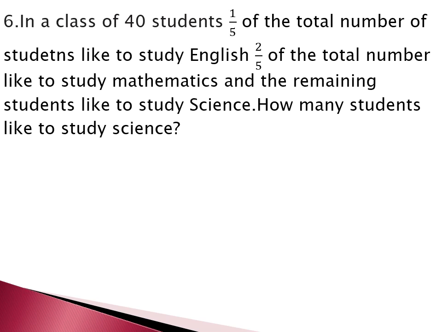And how many children like maths? 2 by 5 of the total. And the remaining like science. The remaining, how many are there? That is, how many children want to study science? That is the question for us. Let us see the solution.